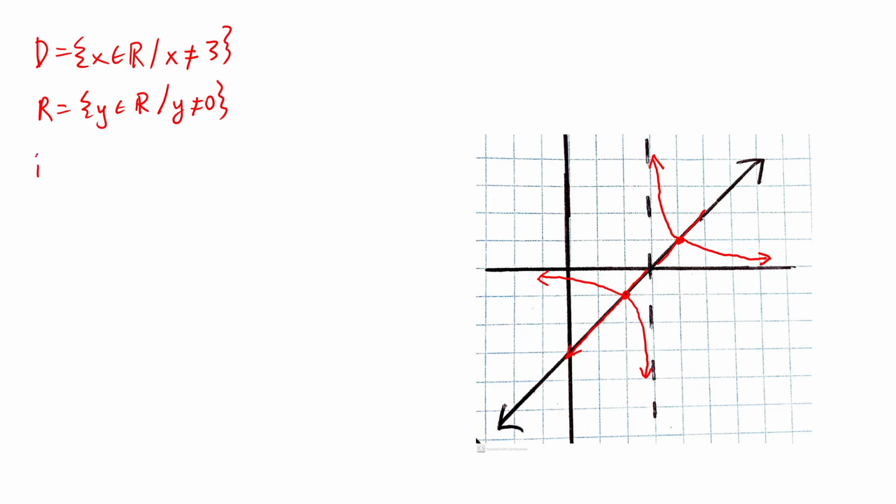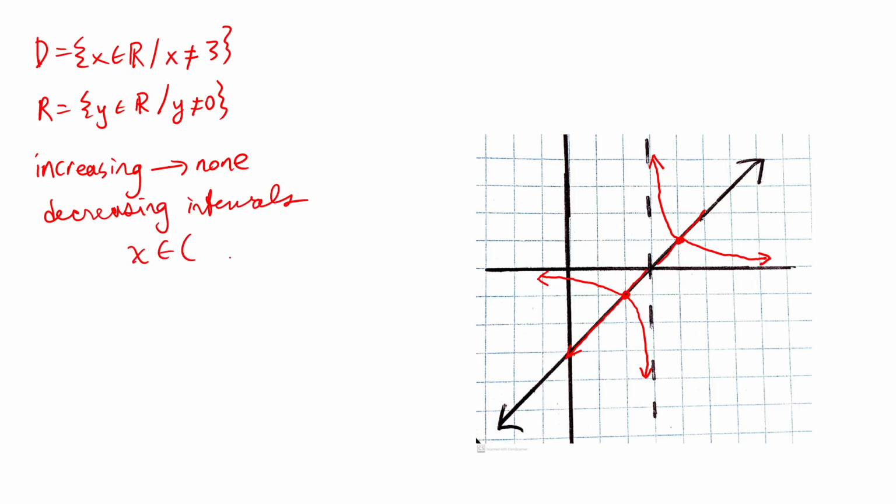We do not have an increasing interval. Both parts of the graph are decreasing. So increasing intervals, none. But our decreasing intervals are when x is an element from -infinity to 3 in union with when x is an element from 3 to +infinity.